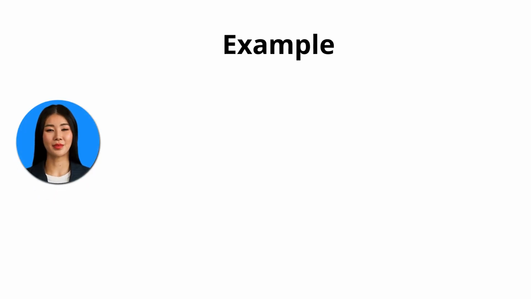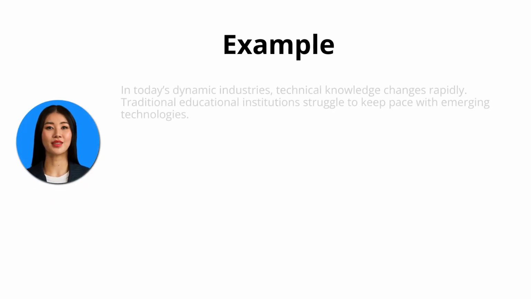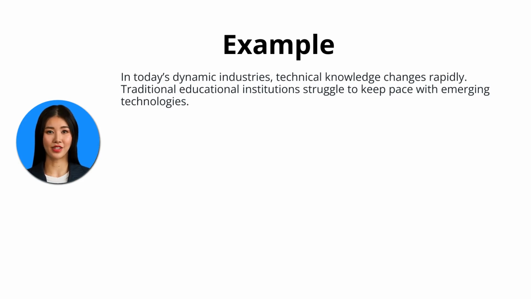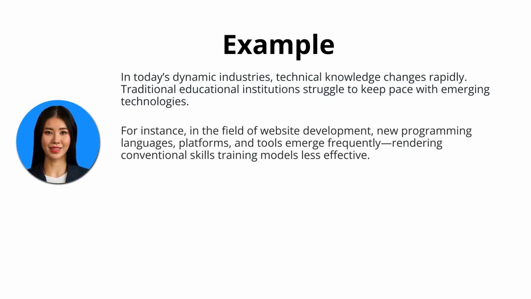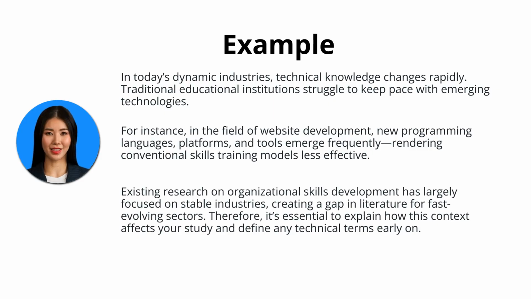Let's look at an example to make this a little more concrete. If we stick with the skills development topic I mentioned earlier, the background to the study section would start by providing an overview of the skills development area and outline the key existing research. Then, it would go on to discuss how the modern-day context has created a new challenge for traditional skills development strategies and approaches. Specifically, in many industries, technical knowledge is constantly and rapidly evolving, and traditional education providers struggle to keep up with the pace of recent technologies.